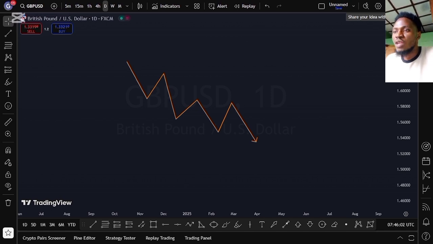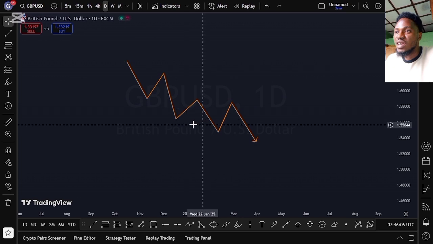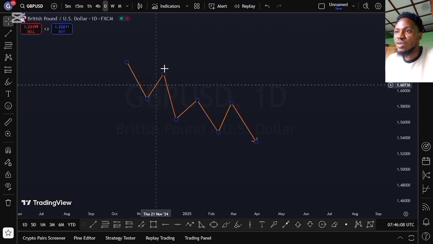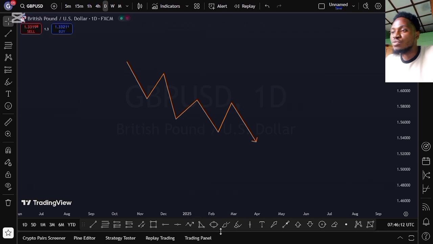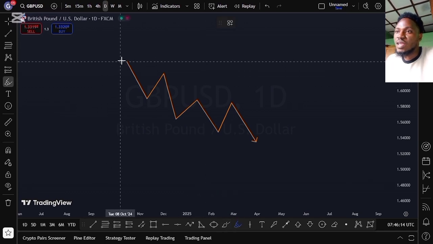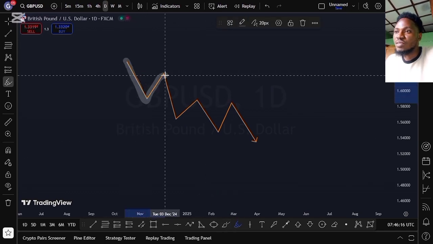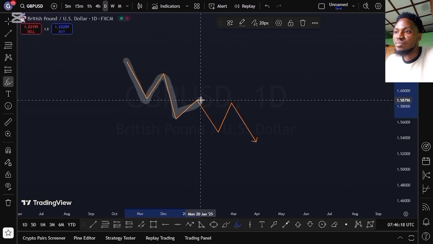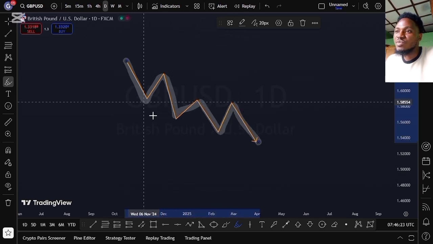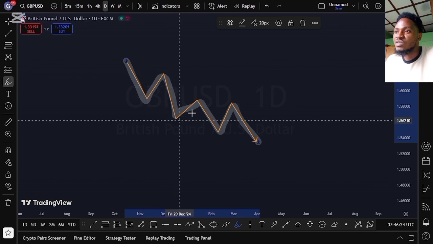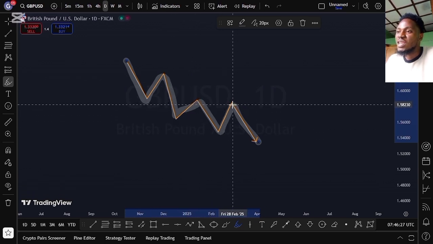Since we've established that this market is in a downtrend, and we know this is a lower low, this is a lower high, this is a lower low, this is a lower high, this is a lower low. I also bring your attention to what is called impulsive correction. So this is an impulsive move, a retracement, impulsive move, a retracement, impulsive move, retracement, impulsive move.